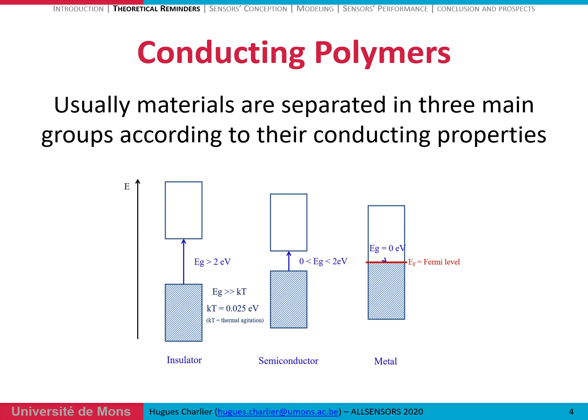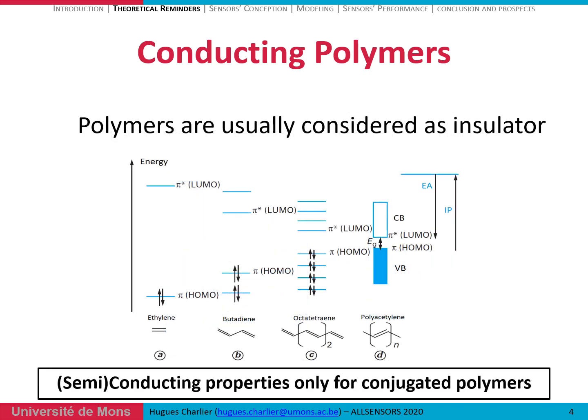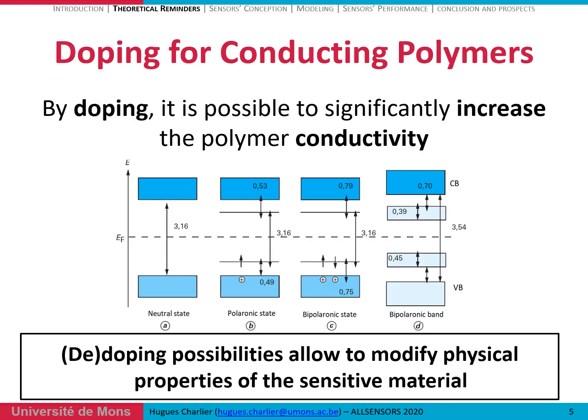In terms of conducting properties, materials are generally separated in three main groups: the insulators, the semiconductors, and the metals, depending on their band gap, which is the energy barrier between the valence band and the conduction band. For polymers, there is no crystalline structure, so normally they shouldn't have a valence band or conduction band. But some special polymers, called conjugated polymers, exhibit an alternation of single and double bonds, which on a long chain will lead to a stack of p orbitals, which will generate a valence band and a conduction band as in crystal materials.